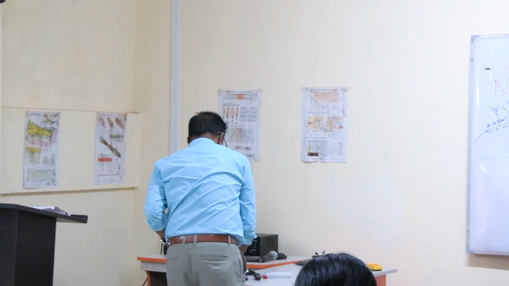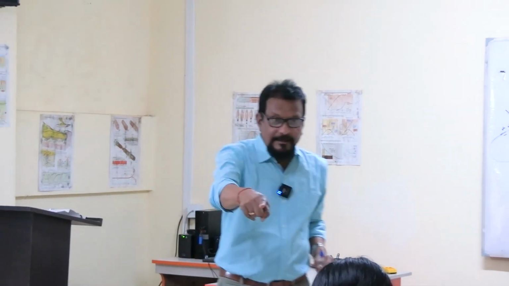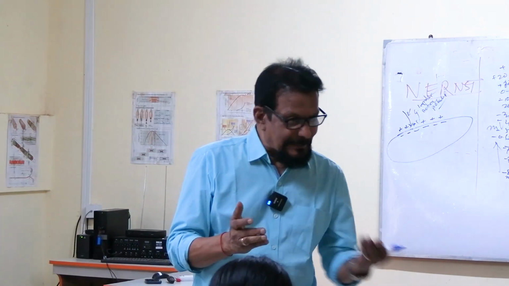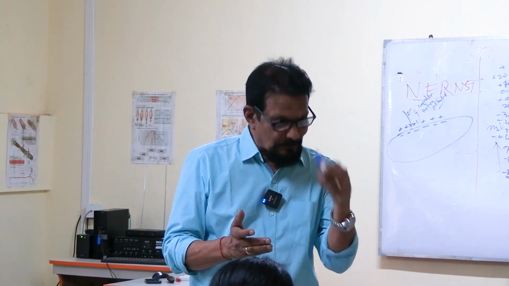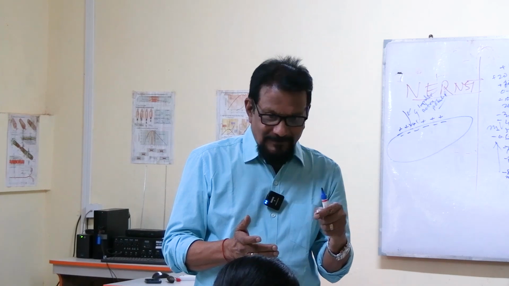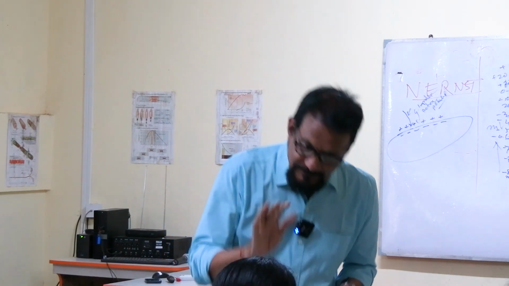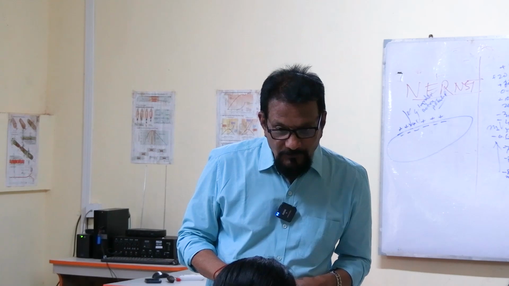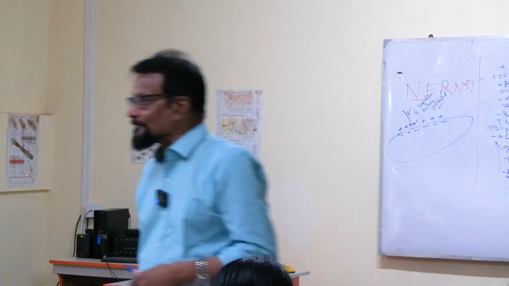How many phases are there? He said 5. You are telling 4. I am confused. Phase 0 is also a phase because there is an entry of sodium ion. So you have to consider it. So there are how many phases? Again 4. No, five. Okay, there are 5 phases.